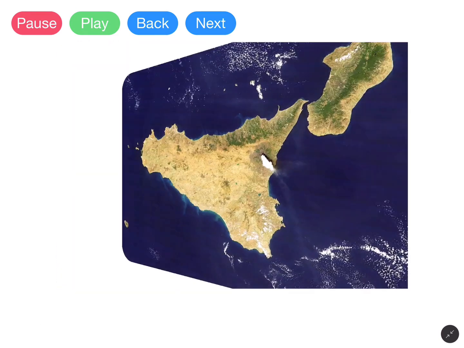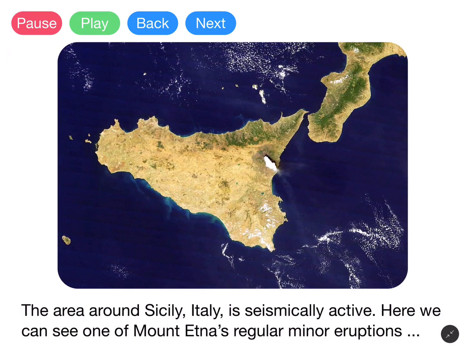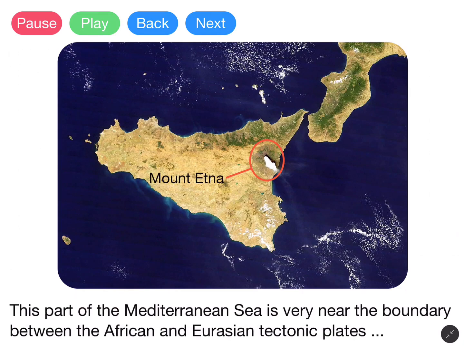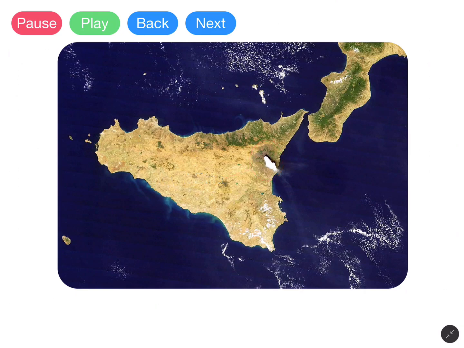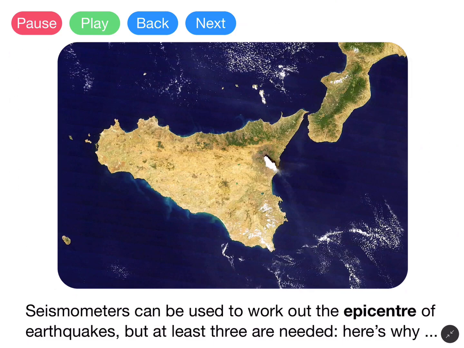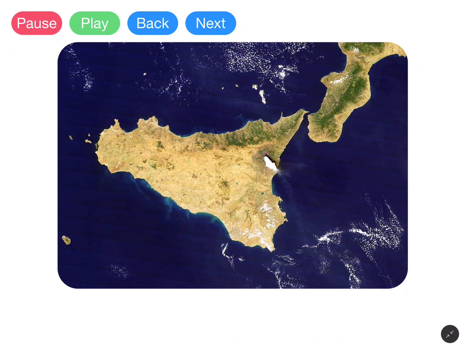Okay, now let's look at a real-world example of an earthquake in a part of the world that is very seismically active, southern Italy. This part of the Mediterranean Sea is close to a boundary between two major tectonic plates, the Africa Plate, just south of Sicily, and the Eurasian Plate, on which Sicily sits. Large earthquakes and volcanic activity are therefore more regular here than in other areas further away from the boundary.